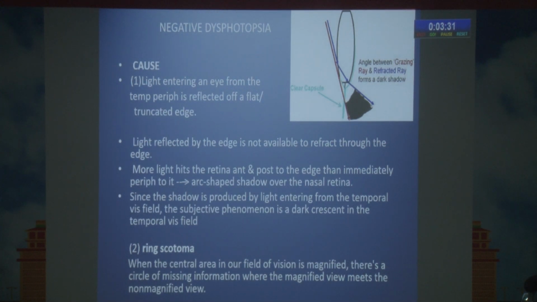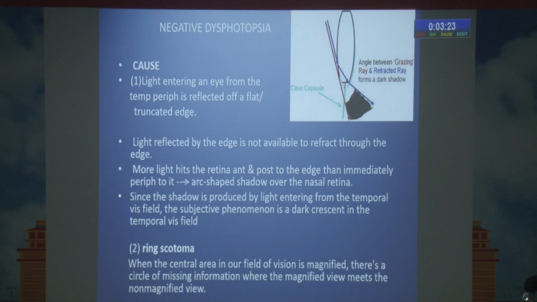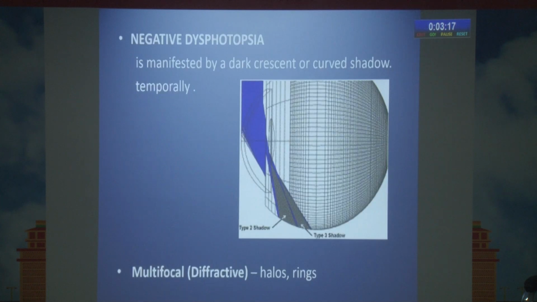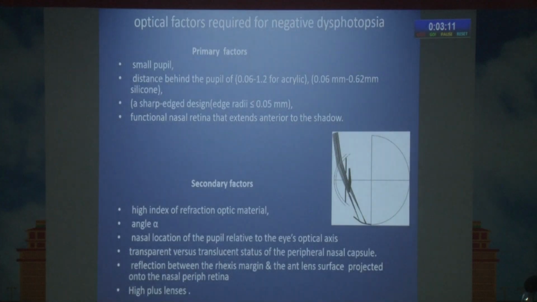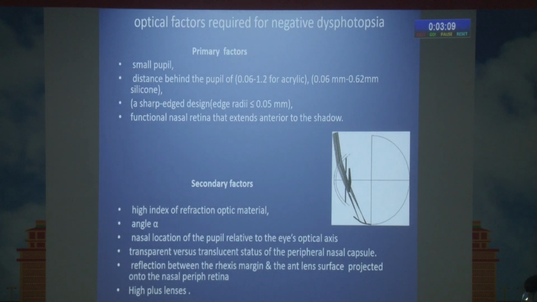First is light entering the eye from the temporal periphery is reflected and there are no light rays to be refracted. And a simplistic explanation given is it is just like the ring scotoma in the phakic glasses of yesteryear. So it is manifested by a dark shadow in the temporal periphery. So what are the optical factors required for negative dysphotopsia? There are primary and secondary factors.